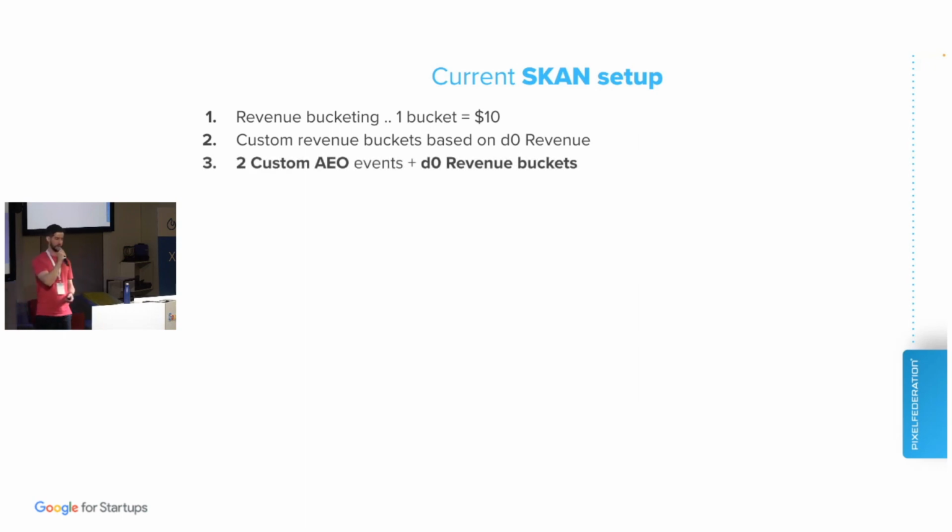Now we are using the day zero revenue buckets plus two custom AEO events. Currently it's tutorial complete, which is around level 5 or 6, and then level up to 10. So we get some early engagement metrics, and 15 revenue buckets.